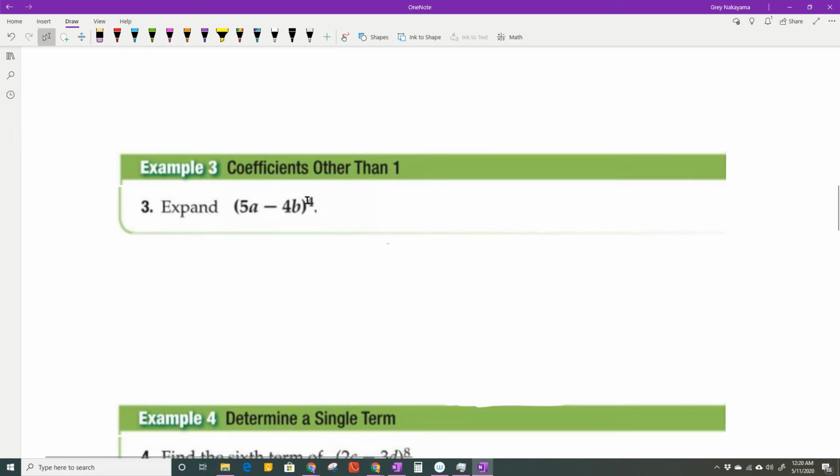So let's expand 5a minus 4b to the 4th power. For the coefficients, I need the 4th row of Pascal's triangle.